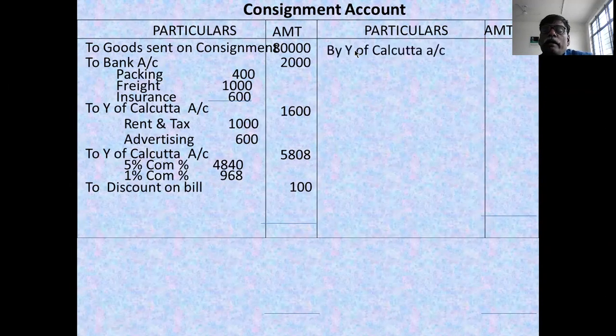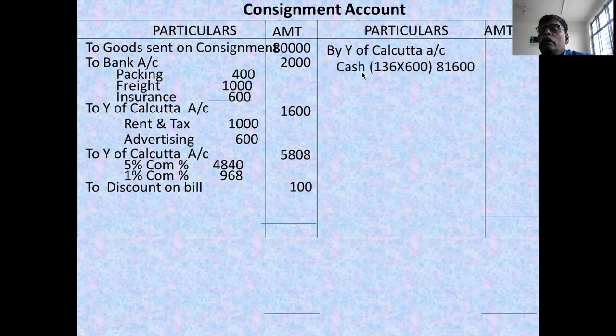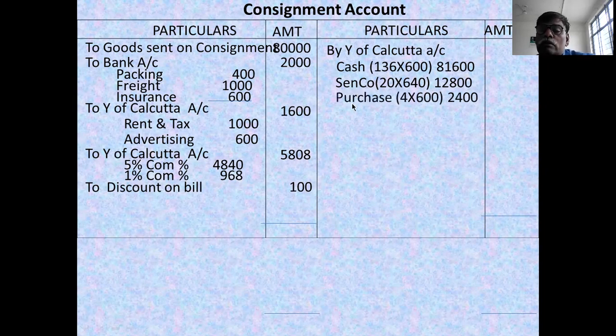Credit side first is by Y of Calcutta. This is for sale transaction. Under this first you write cash. Cash sale 136 radios at 600, 81,600. So note it right. Then Sen and Company 20 radios at 640, 12,800. Cash sale, credit sale, own purchase: consignee took 4 radios, 4 into 600, 2,400.